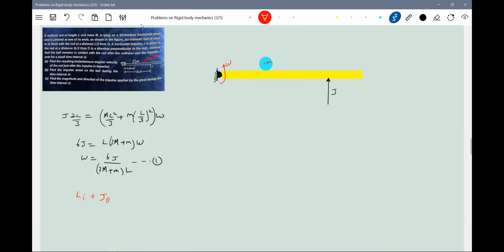Hope you remember. What was the initial angular momentum of the ball? Then it asks to find the impulse acted on the ball during the time interval delta t. So what impulse acted? Some J theta in fact acted on it. I'll put some J dash or JB. And similarly, the JB will act on this one. So this JB into L/3 equals LF.